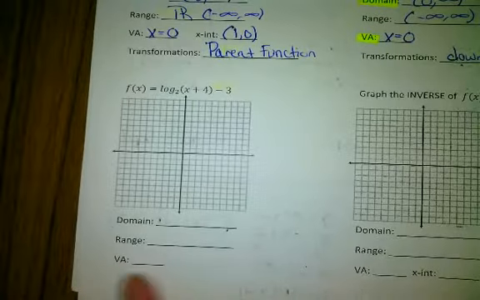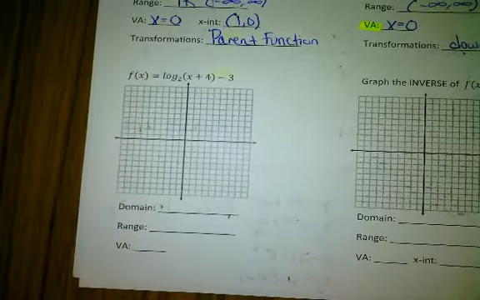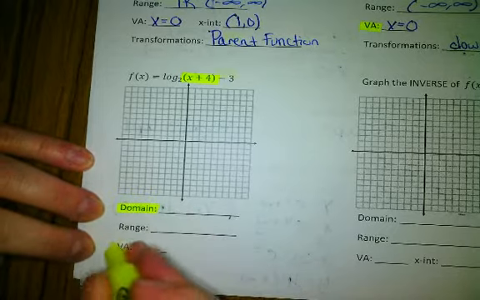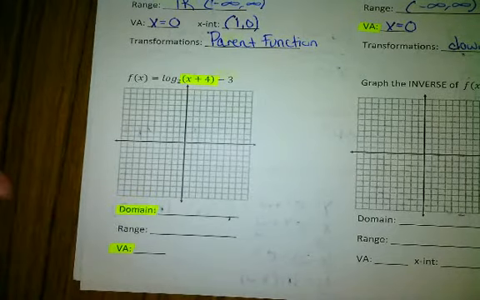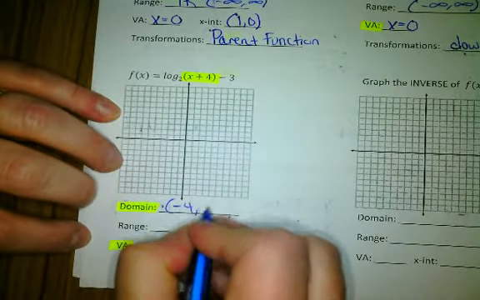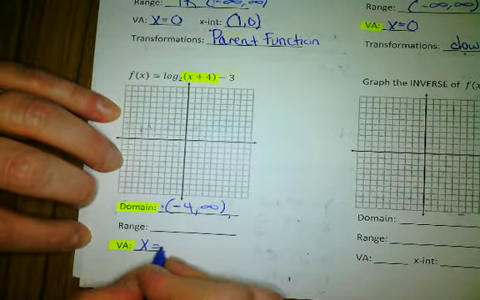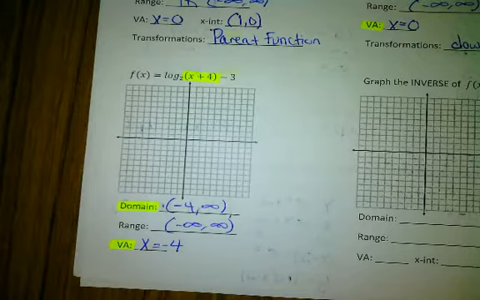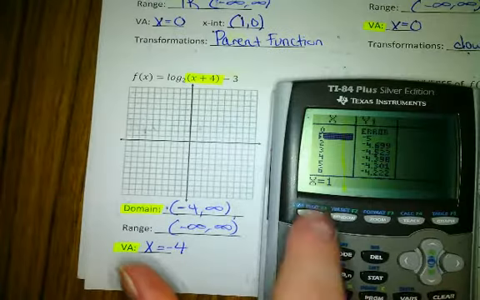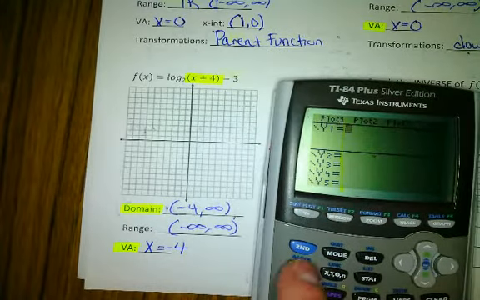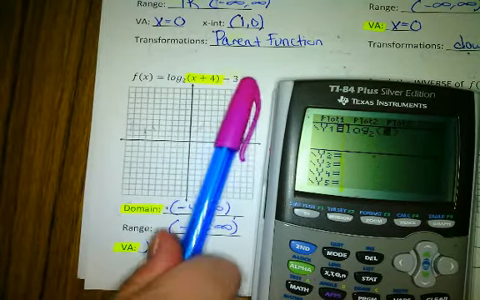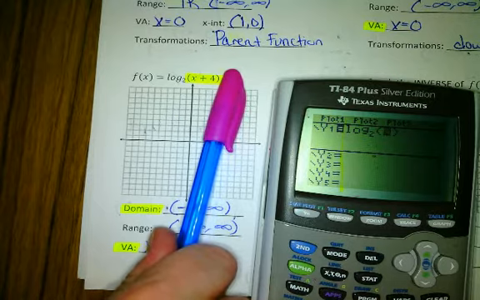Okay, on this one here, again, my domain is going to be related to this, which is related to this, which is related to this. So I know it moved left 4, so negative 4 to infinity, which means x equals negative 4, and then the range, negative infinity to infinity. Okay? And again, as far as graphing goes, really the best thing to do is to just put in your calculator. And for pre-AP, you'll just really need to worry about moving that x-intercept.